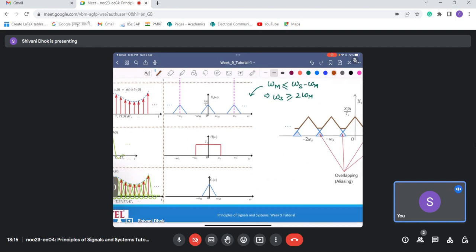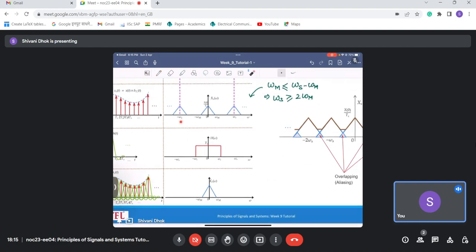So if I have this original signal, which is something like this, and if I pass it through a low pass filter, such that this low pass filter is something like this.